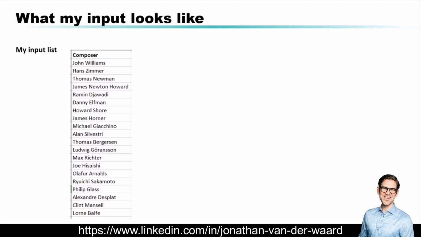This is what my list looks like. It's basically a one-column table with composers, people that created fantastic music for the best movies in the world. And I want to see what movies they created this music for and some detail about these movies. So let's see how we should approach this.